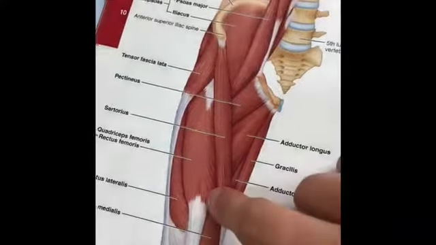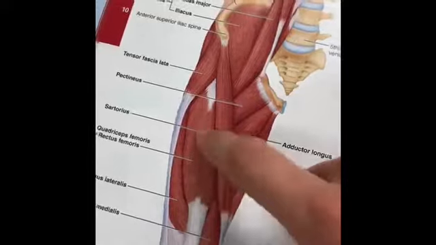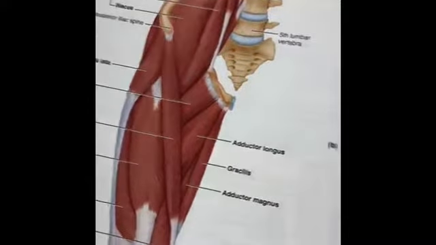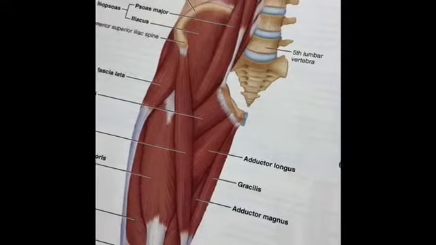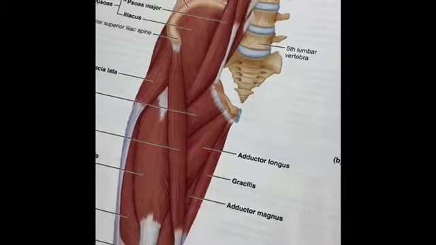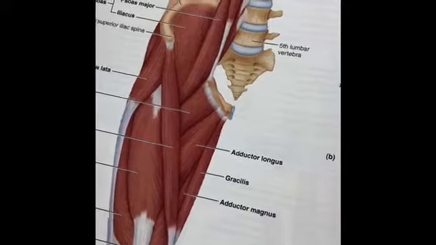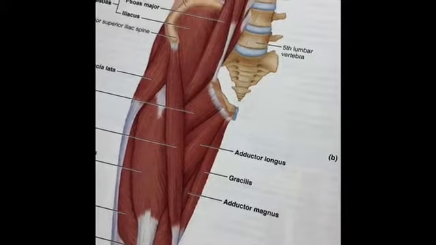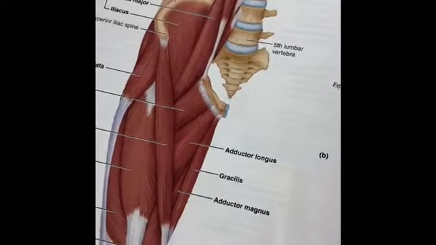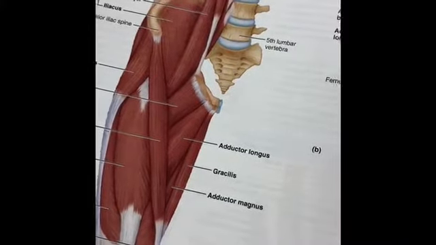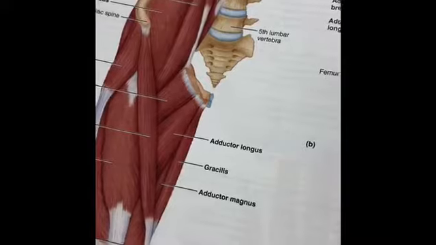The next muscle is the rectus femoris, and that is this muscle right here. The origin is the anterior inferior iliac spine and superior margin of the acetabulum. The insertion is the patella and tibial tuberosity via the patellar ligament. And the action is it extends the leg and flexes the thigh at the hip.